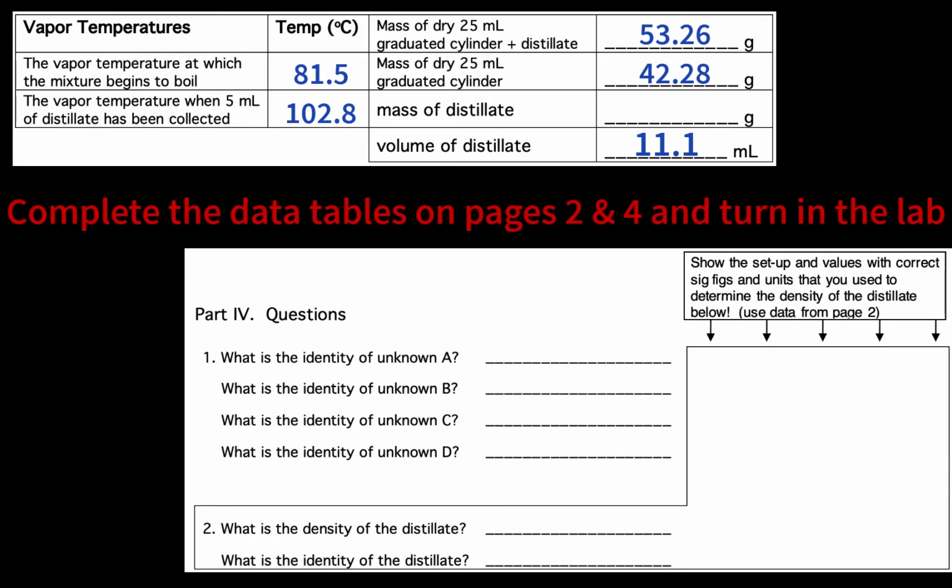That completes the data collection portion of the lab. Please complete the data table on page 2 by determining the mass of the distillate.